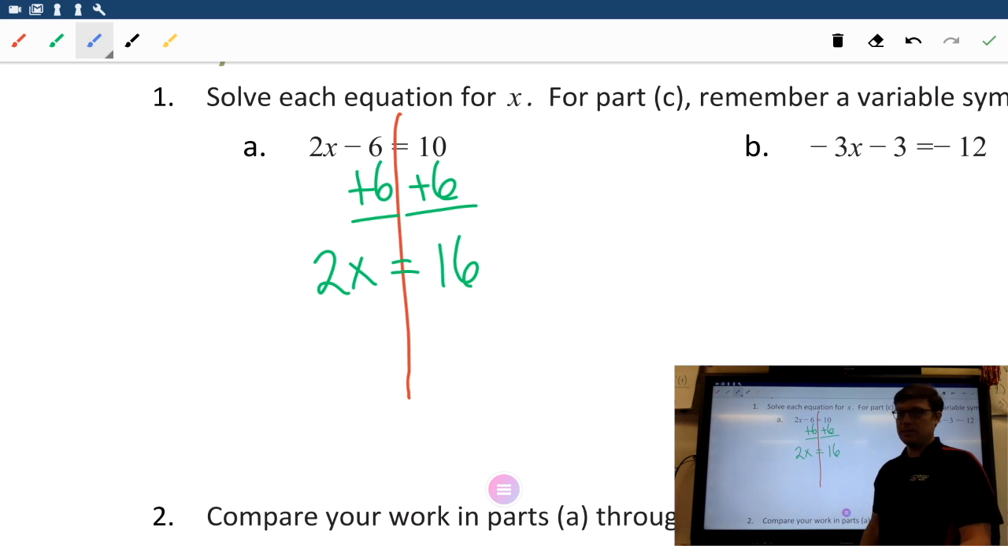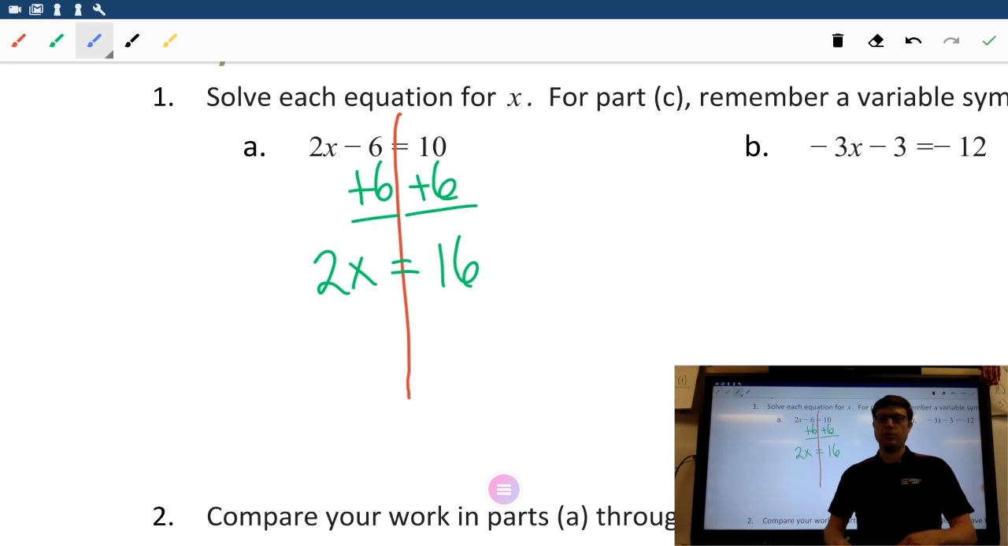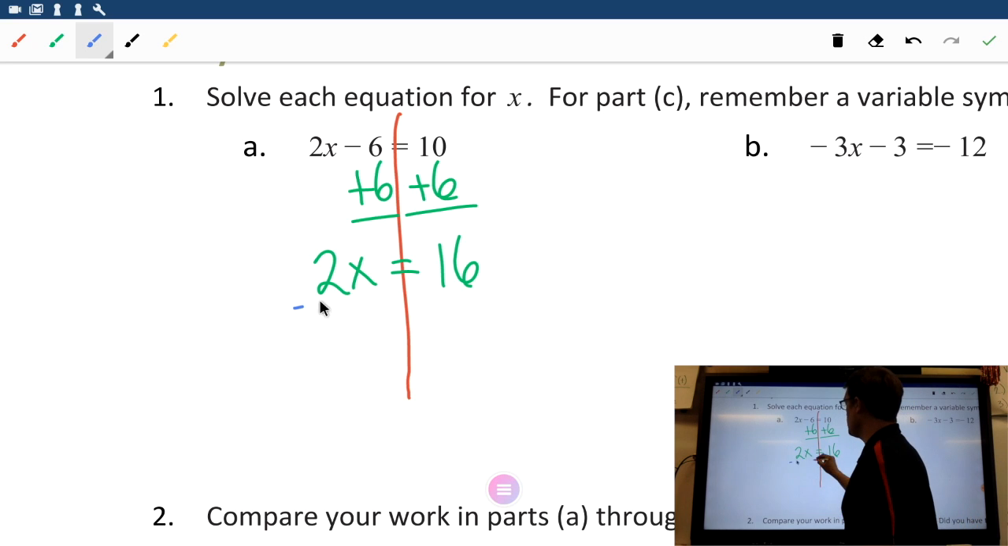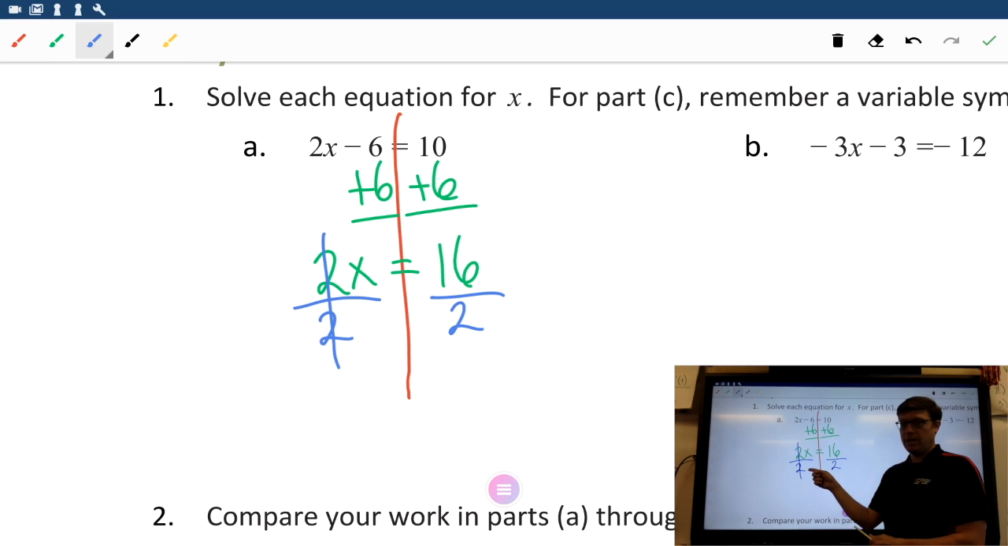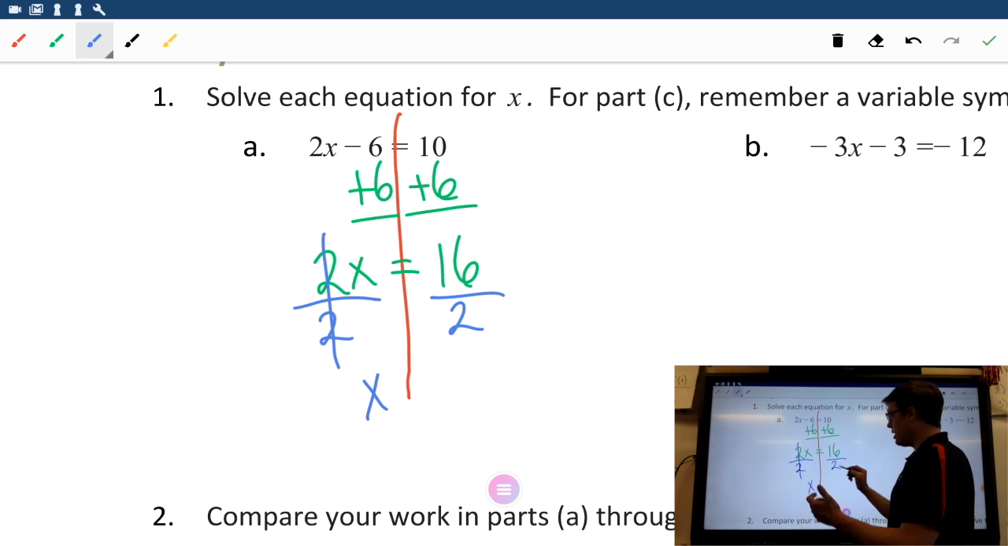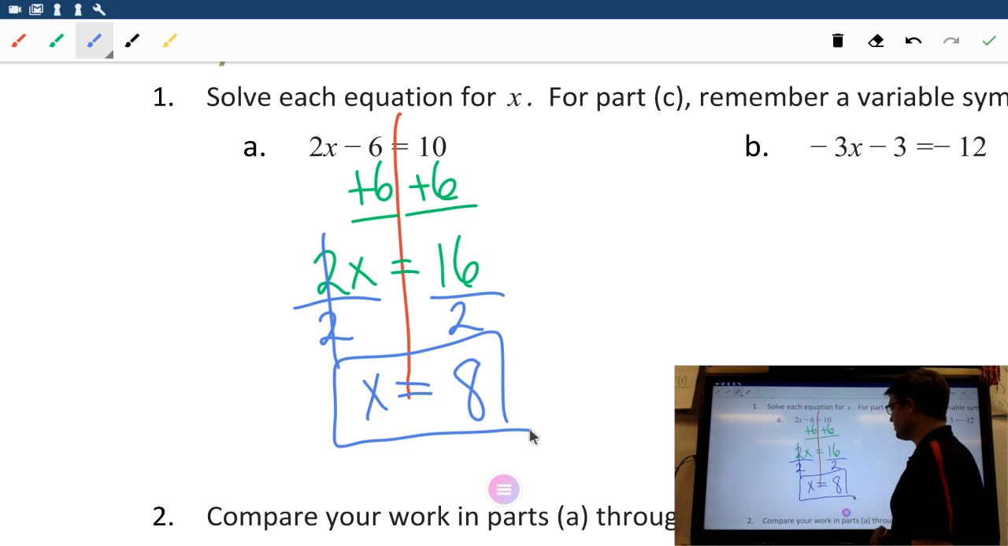Last step, get x by itself. Currently there are 2 of them, and if we use division, you can get rid of the 2. And that goes to both sides. Notice that I'm not putting x right there. It is not using x in the bottom. X stays where it is. That way we're left with the x, and it equals 16 divided by 2 equals 8.